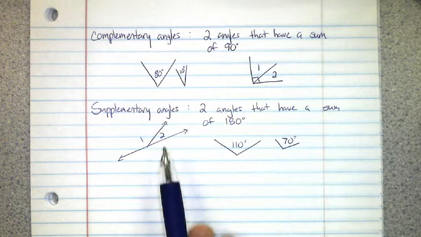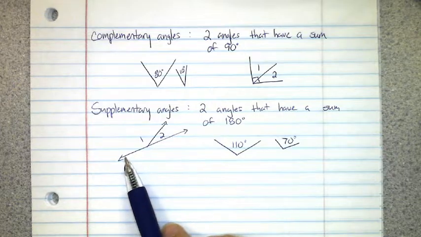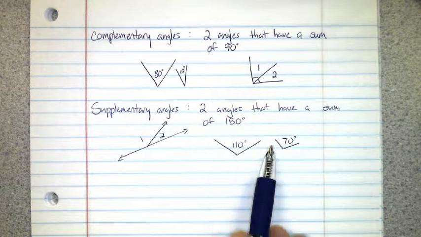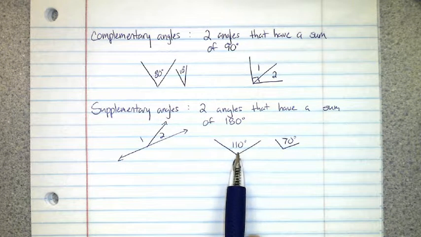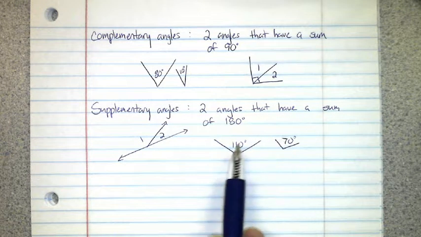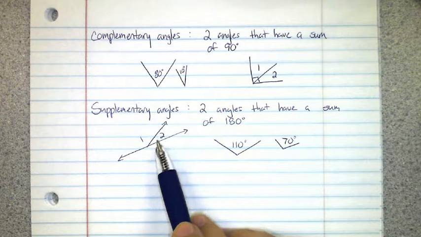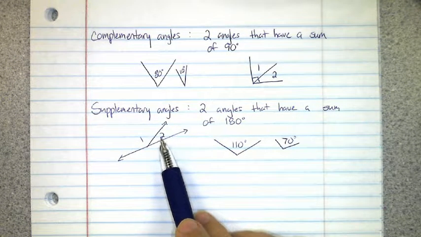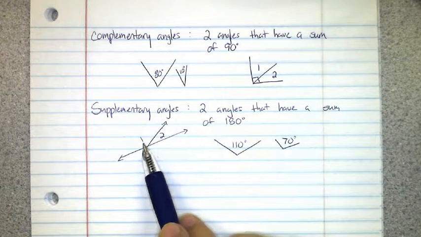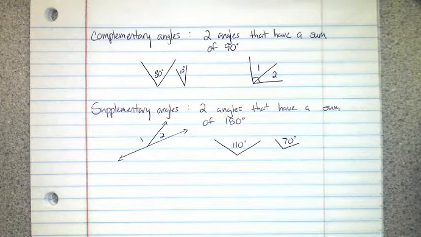Next we have supplementary angles. Supplementary angles are two angles that have a sum of 180 degrees. So again, they don't have to be adjacent, but they have to be two angles. So here, 110, 70, we add them up, we get 180. These are supplementary angles. Here we have a straight line. A straight line is 180 degrees, so if we chop this straight line into two angles, those two angles have to be supplementary.